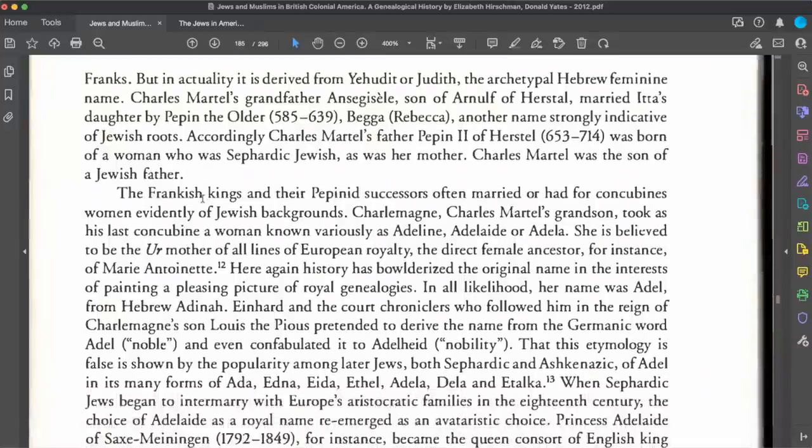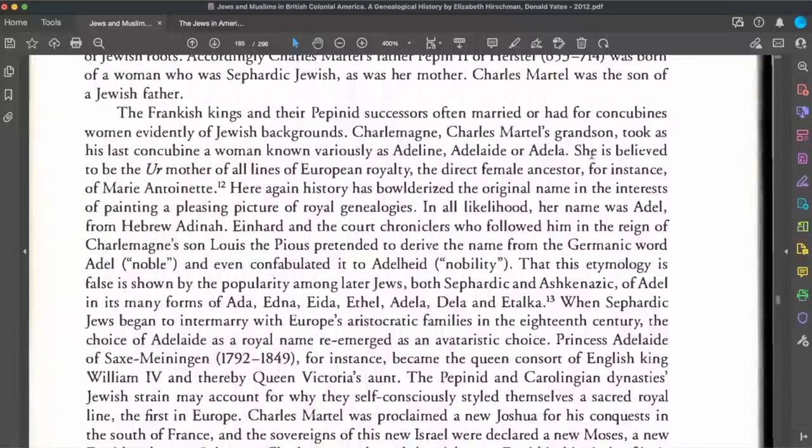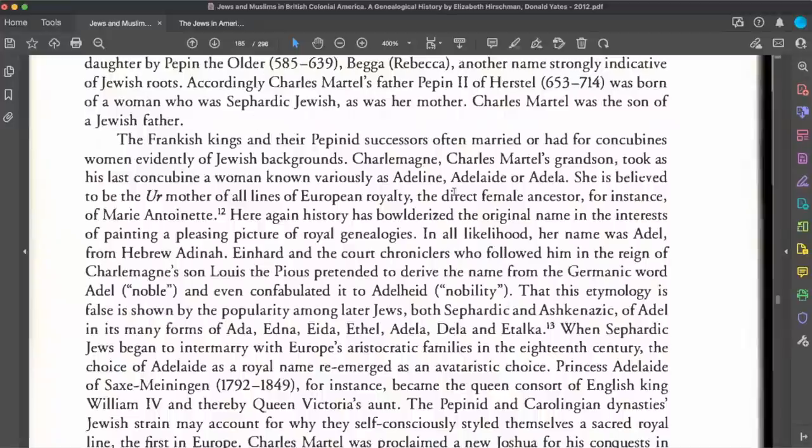The Frankish kings and their Pepinid successors often married or had for concubines women evidently of Jewish backgrounds. Charlemagne, Charles Martel's grandson, took as his last concubine a woman known variously as Adeline, Adelaide, or Adela. She is believed to be the Ur-mother of all lines of European royalty. You hear this? The mother of all European royalty, the direct female ancestor, for instance, of Marie Antoinette.